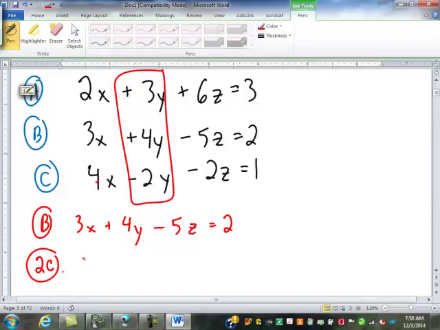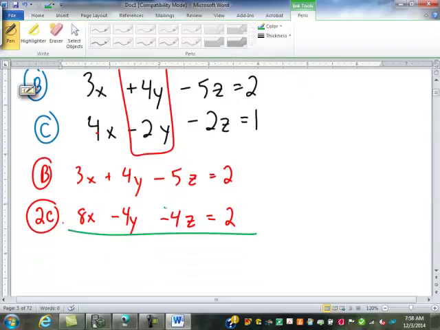So now this is going to be 8x. This will be negative 4y. You see why we did the times 2 now. Negative 4z and positive 2. So we can combine: 3 and 8 make 11x. 4 and negative 4 cancel out. Negative 5 and negative 4 make negative 9z. 2 plus 2 is 4.